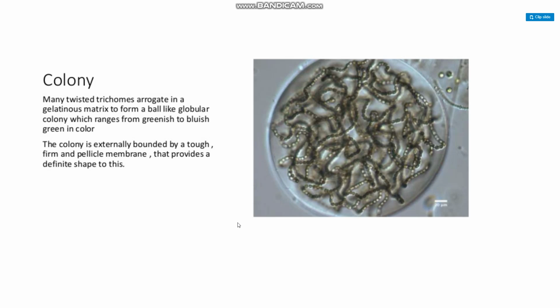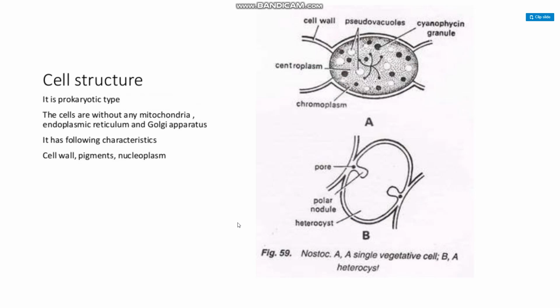Many twisted trichomes aggregate in a gelatinous matrix to form a bowl-like globular colony which ranges from greenish to bluish green in color. The colony is externally bound by a tough, firm pellicle membrane that provides a definite shape to the colony.